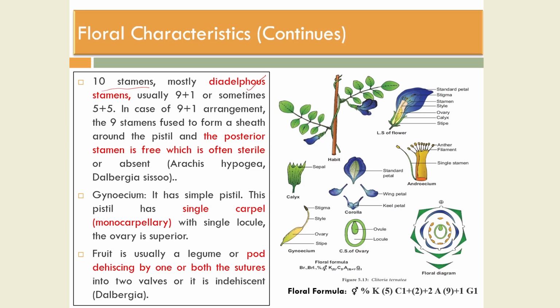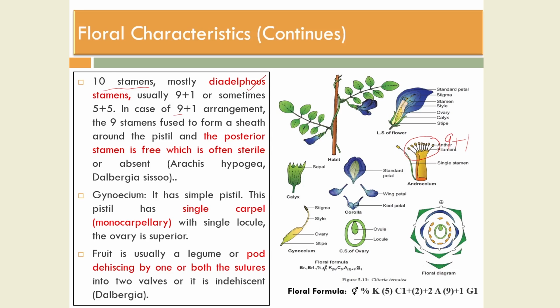That means they form a continuous staminal tube, and all the stamens are united by this staminal tube. Here the stamens are arranged into two groups. You can see 9 stamens are present in one group and 1 is single. So there are two groups of stamens, termed 9 plus 1, that is the diadelphous condition. But rarely it may be 5 plus 1. The most common type is the 9 plus 1 arrangement, as you can see in this particular image. The 9 stamens form a sheath around the pistil, and the posterior stamen, which is free, is sometimes sterile.